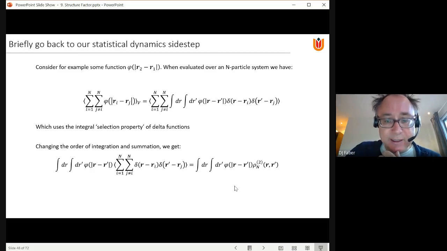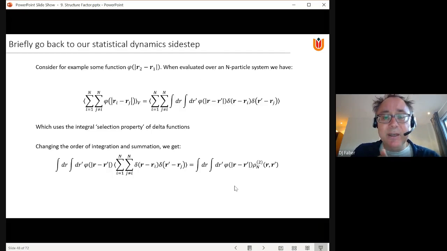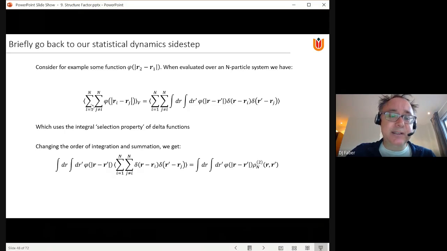So what is then the result? The result is that to calculate the average of some function that depends only on the distance between particles, we can take that function over here, multiply it with this two-body distribution function, and perform an integration to calculate that property.